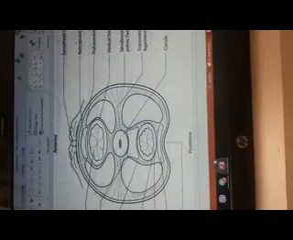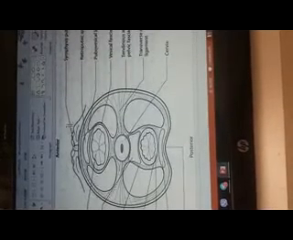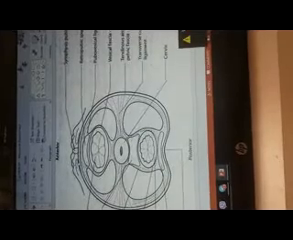This is the 10th slide in this series. You can see you are looking at the pelvis from the inside. This is the outer surface of the pubic bones. This is the pubic symphysis.